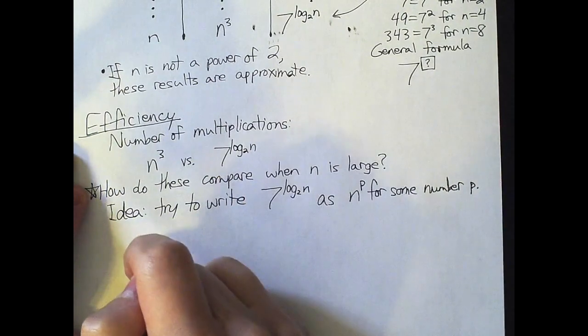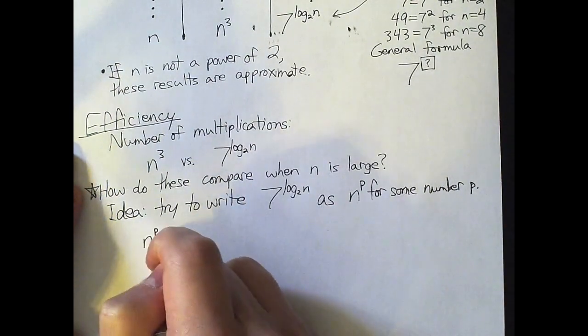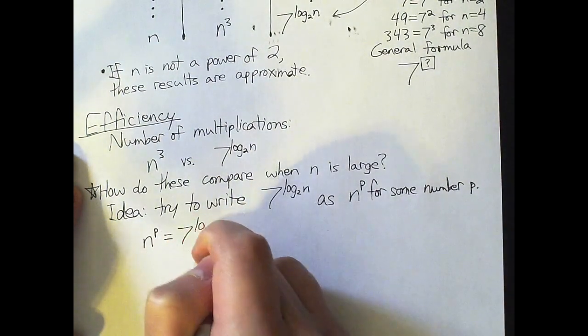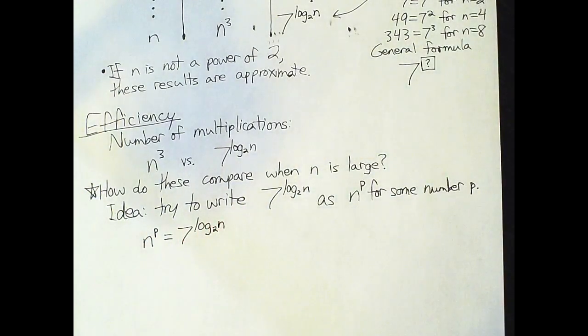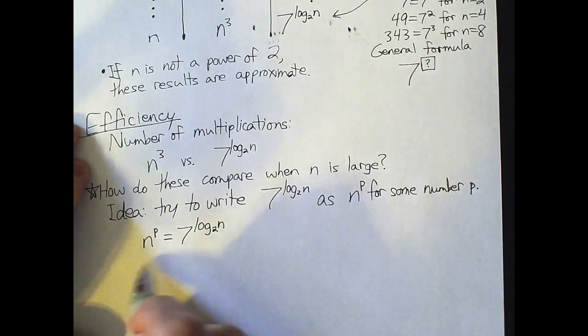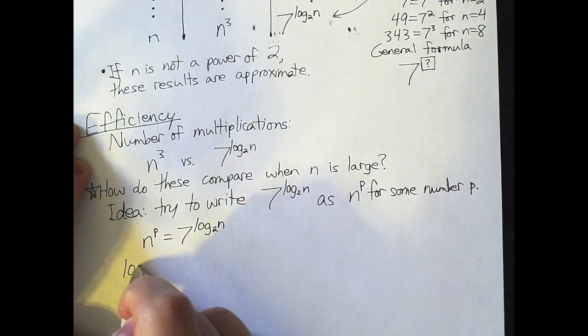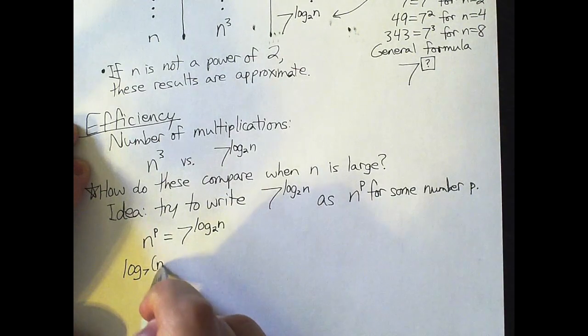So here's what we'll do. Here's the form that I want, and here's the form that I have. Do you think we can solve for p? This is kind of an interesting algebra question. You learned about logarithms a long time ago, and you probably learned how to solve exponential equations. So one idea is to take logarithm base 7 of both sides.